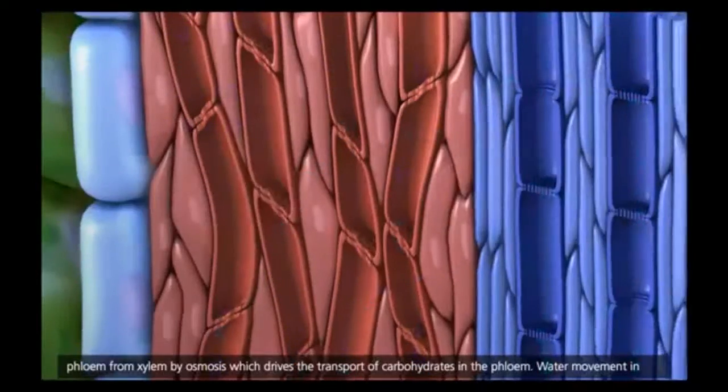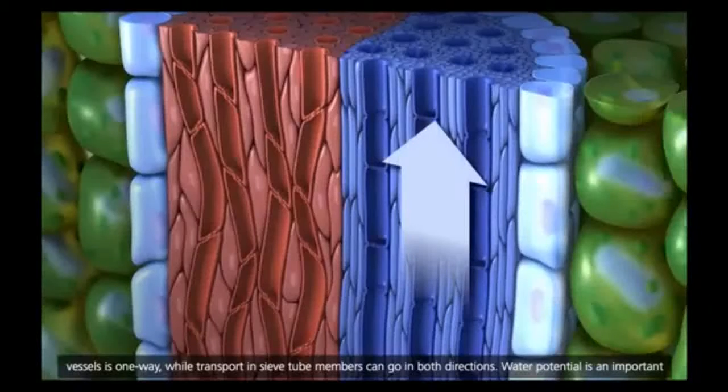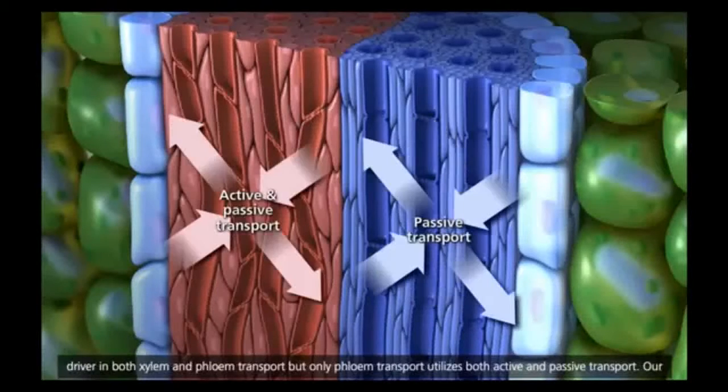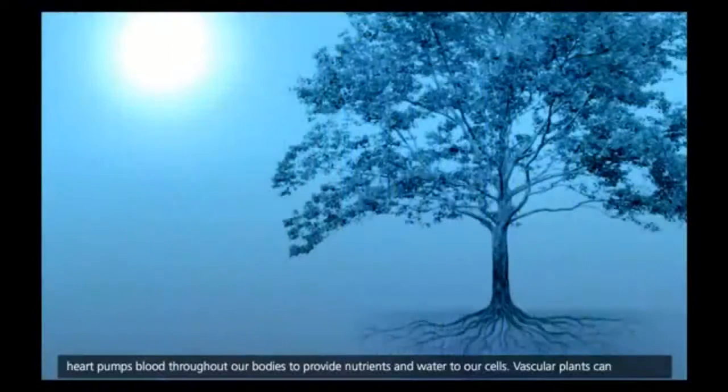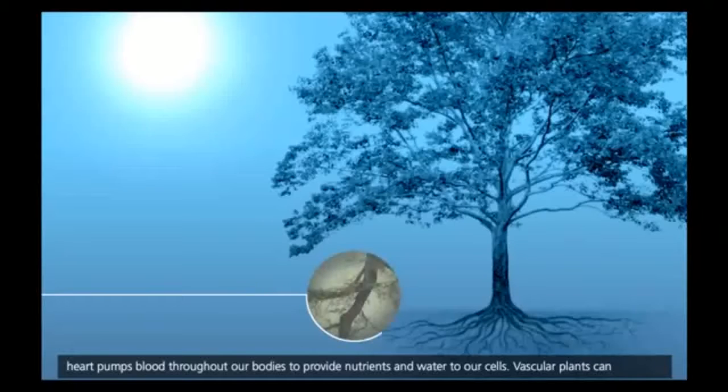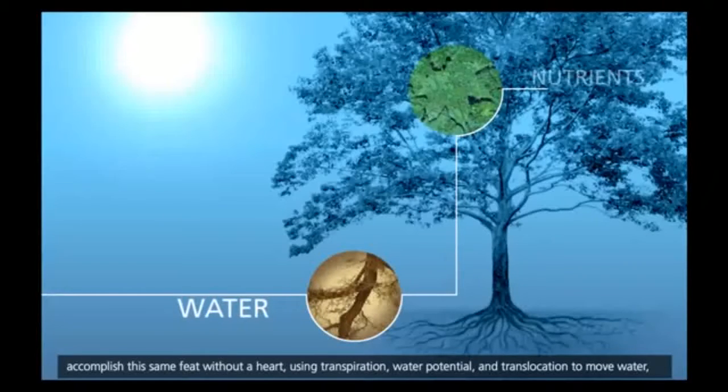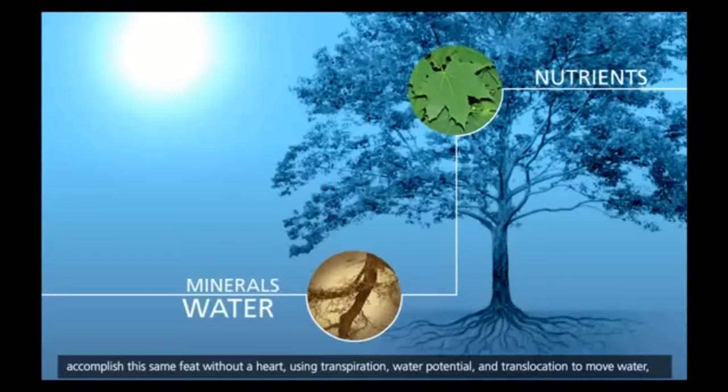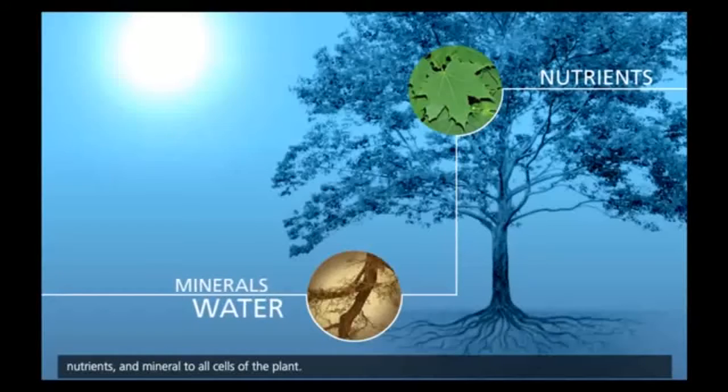carbohydrates in the phloem. Water movement in vessels is one way, while transport in sieve tube members can go in both directions. Water potential is an important driver in both xylem and phloem transport, but only phloem transport utilizes both active and passive transport. Our heart pumps blood throughout our bodies to provide nutrients and water to our cells. Vascular plants can accomplish this same feat without a heart, using transpiration, water potential, and translocation to move water, nutrients, and minerals to all cells of the plant.